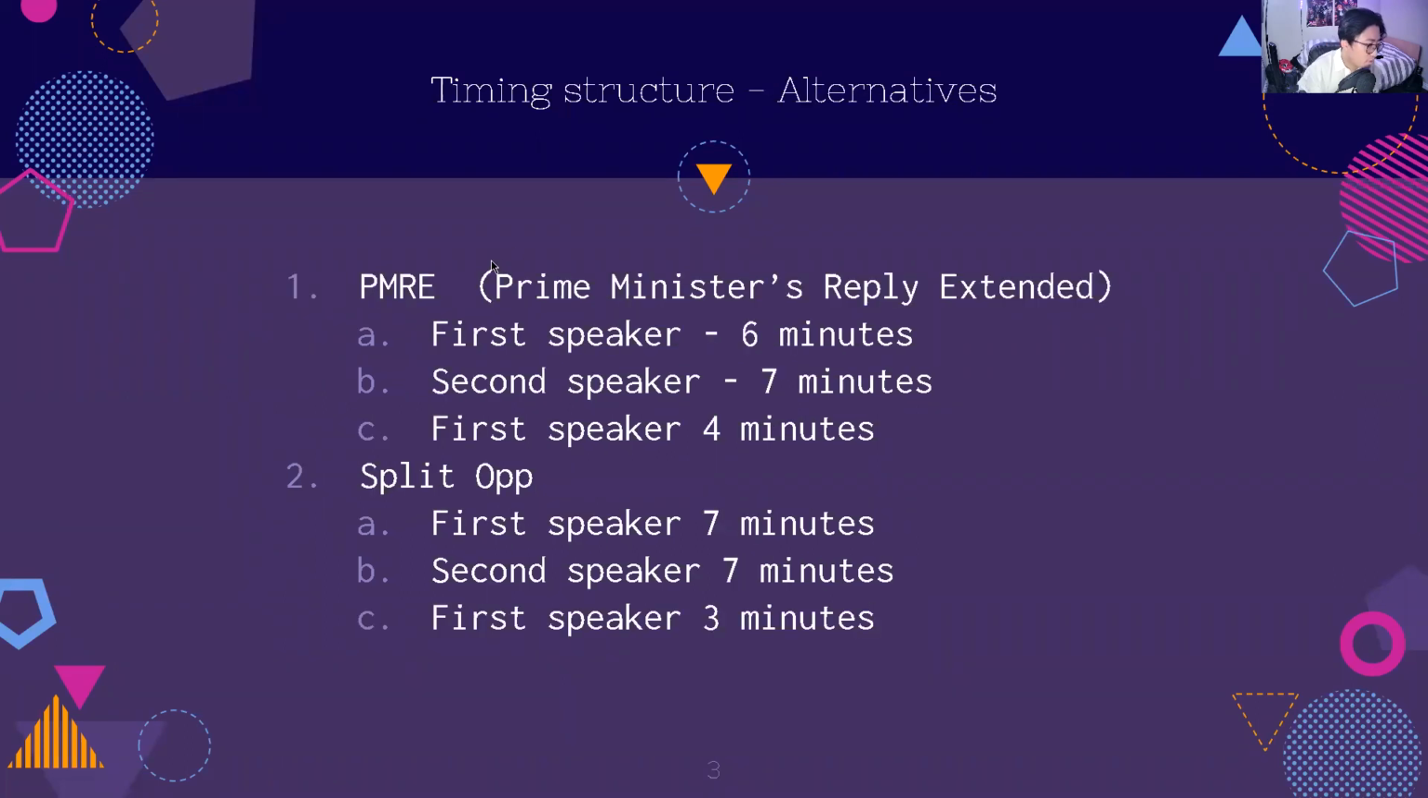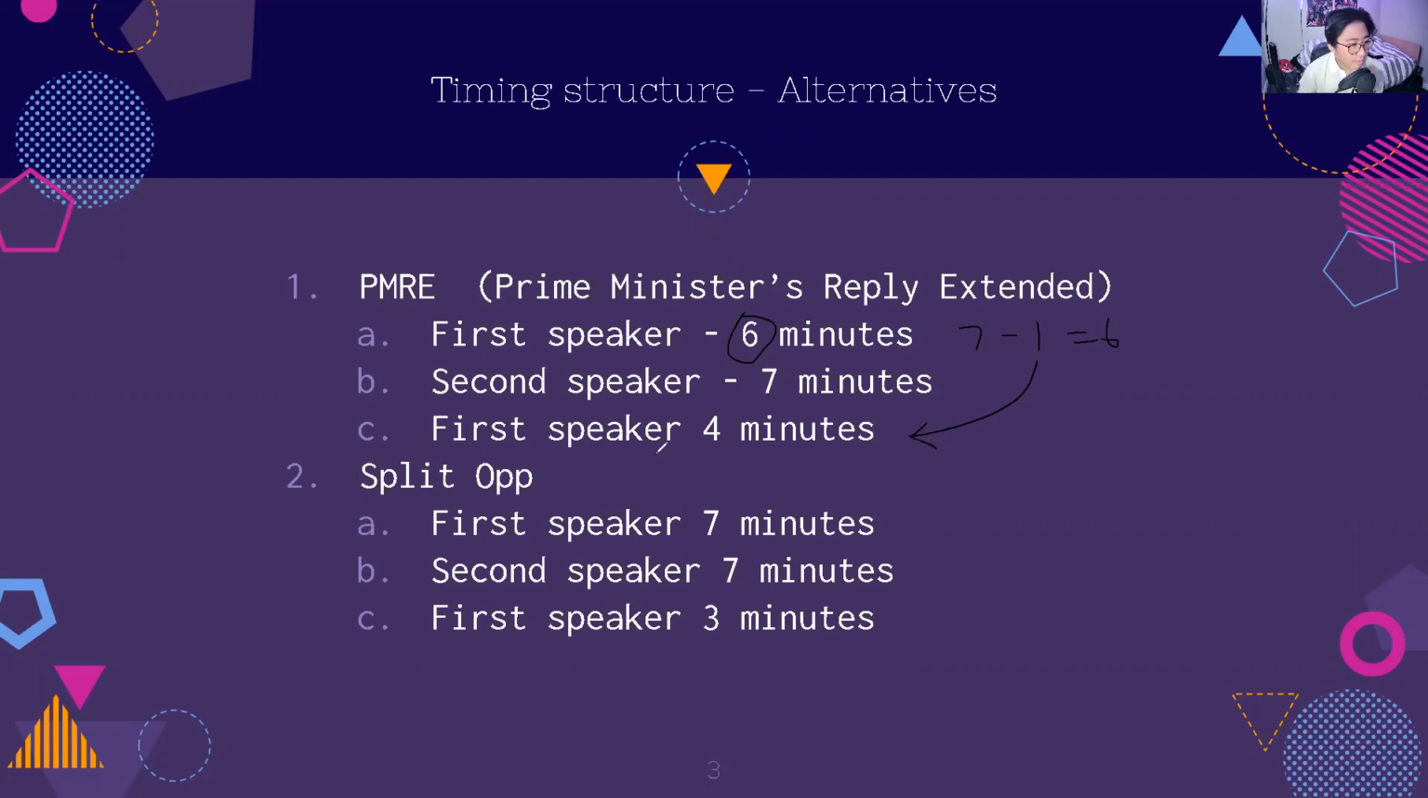The other two alternatives that exist are the PMRE, which is the Prime Minister's Reply Extended, and the Split Up, where you split up the 10-minute speech. Very intuitive names, I know. The PMRE essentially is you take 1 minute from your 7-minute speech and move that 1 minute. I'll do some math for you: you have a 7-minute speech initially, you minus 1, equals 6, and you move this one into the reply speech.